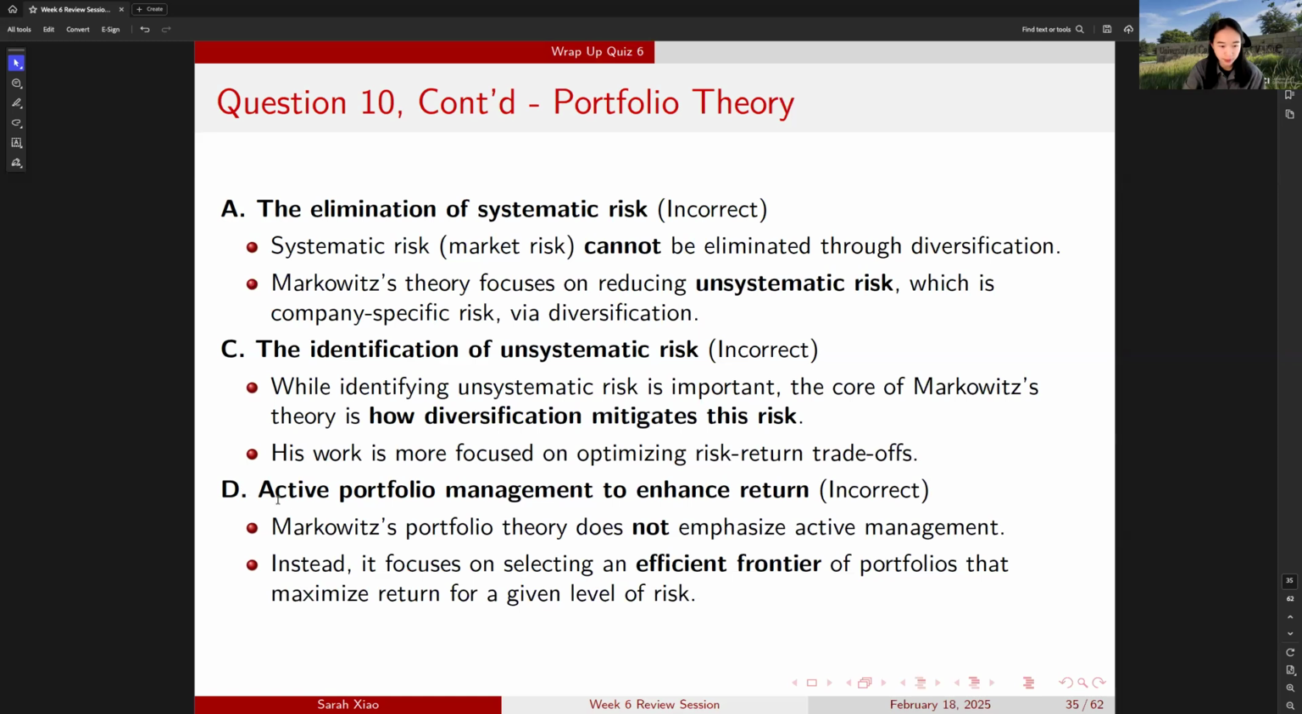Lastly, for option D, the portfolio theory does not emphasize active portfolio management. Instead, it's focusing on selecting an efficient frontier of portfolios that maximize return for a given level of risk. So options A, C, and D are all incorrect.